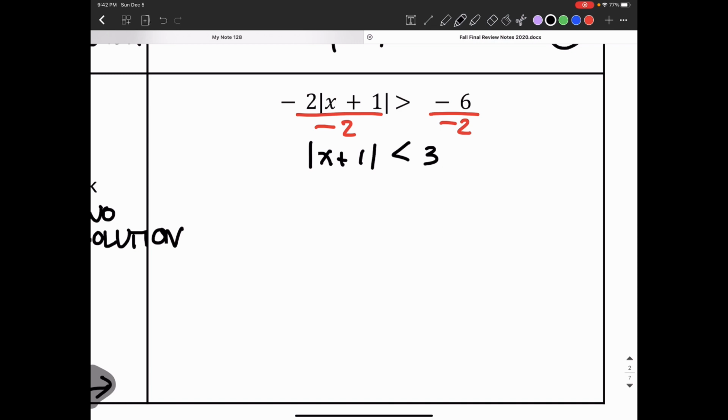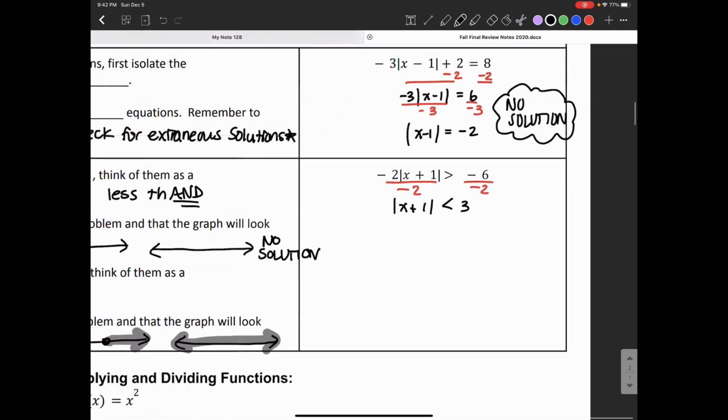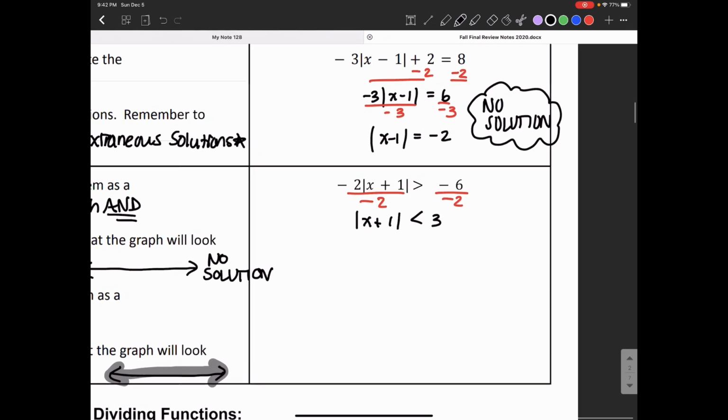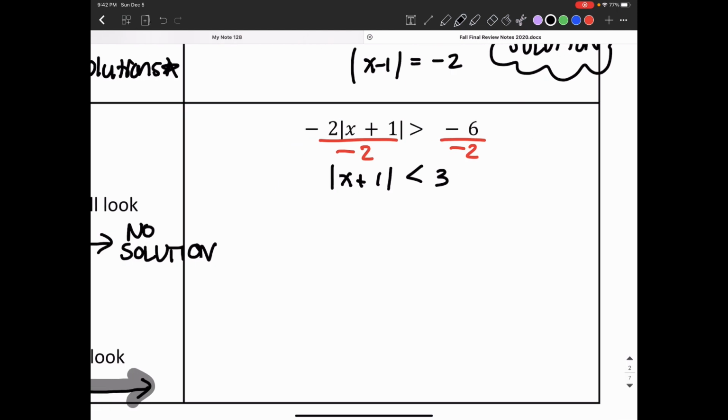And then from there, now that my absolute value is isolated, I'm going to write 2 inequalities to solve, just like I would have written two equations to solve for an absolute value equation. The first inequality looks exactly the same as this, except drop the absolute value bars. I have x plus 1 is less than 3. And the other one would be x plus 1, I flip the sign. Instead of less than, I have greater than, and I flip the other side to its opposite, so greater than negative 3. Since this was less than, I know that I put and in between. So it's x plus 1 is less than 3, and x plus 1 is greater than negative 3.